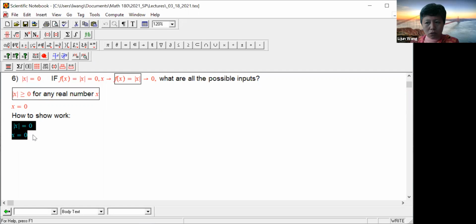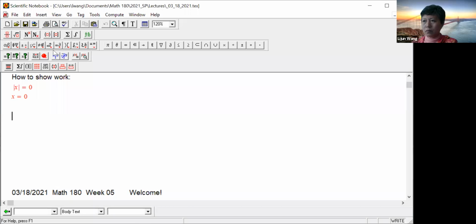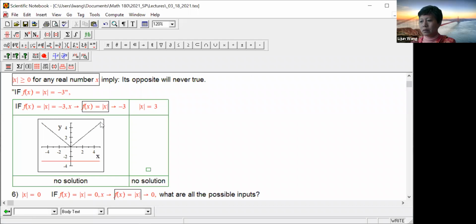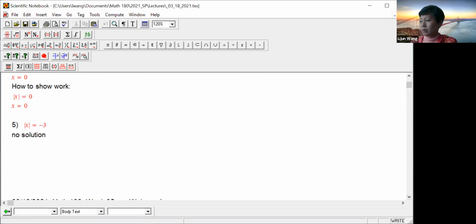So how to show work? The typical work to show for number 6, that's it. You're done. For number 5, how do you show work? You just have to tell the reader, no solution.